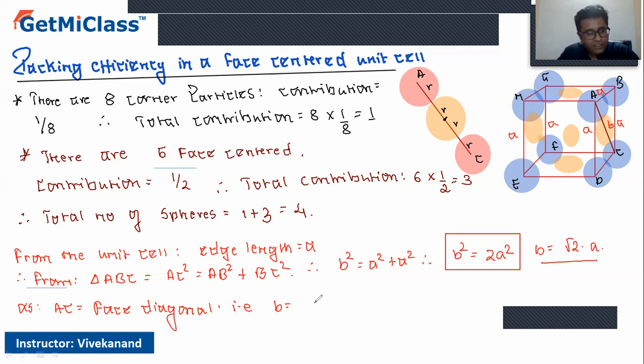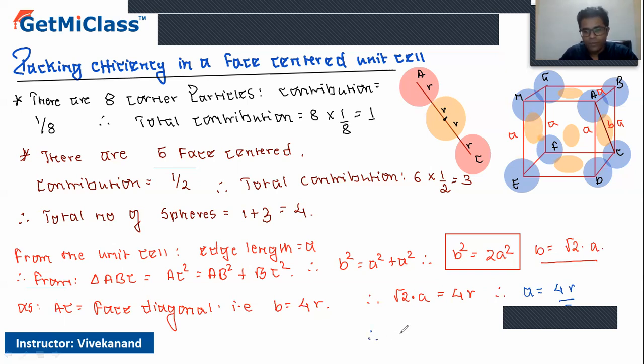That is, the face diagonal B is equal to 4 times R, right? So therefore, we can have this particular value as 2 times, that is under root of 2 times A, is equal to 4 times R. Now let's keep this entire value in the form of A. So A is equal to, extremely sorry, 4 times R divided by root of 2.